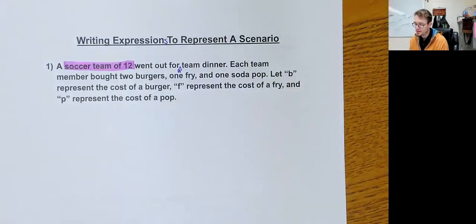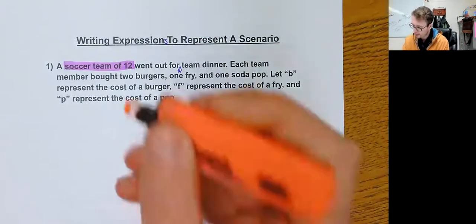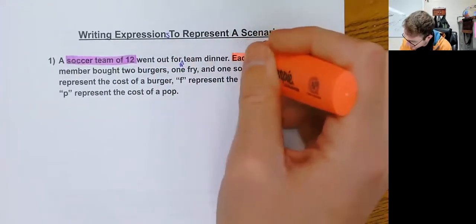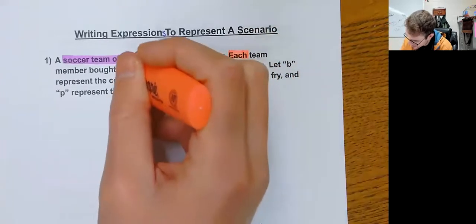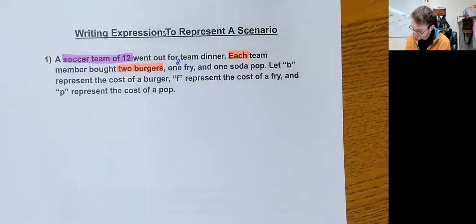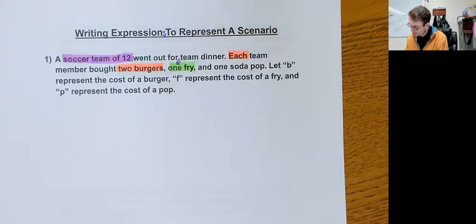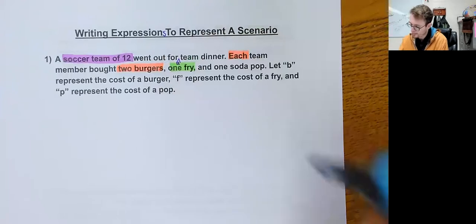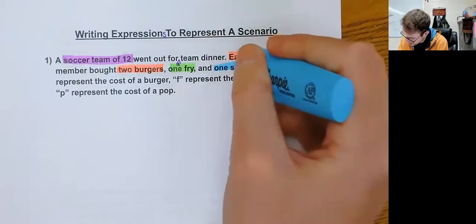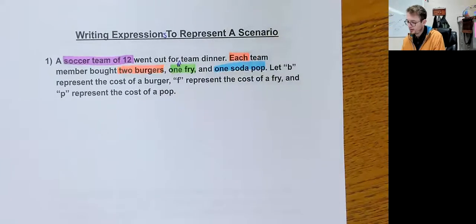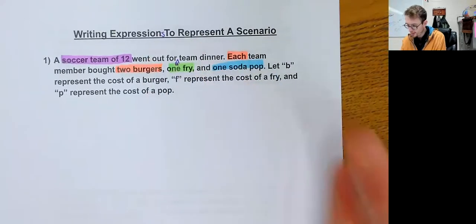Each team member bought 2 burgers. All right, so bought 2 burgers, and keyword each, 1 fry, and then 1 soda pop. So every team member has bought 2 burgers, 1 fry, and 1 soda pop.